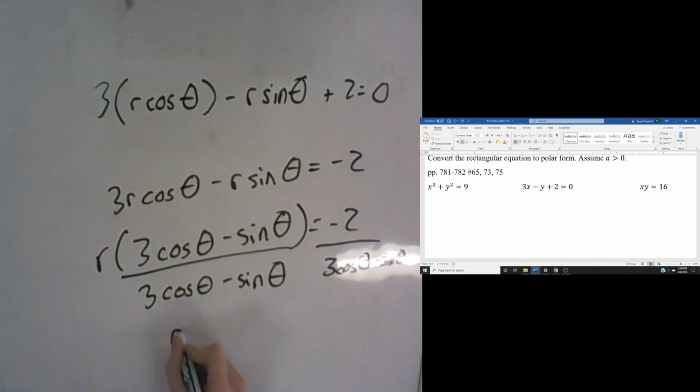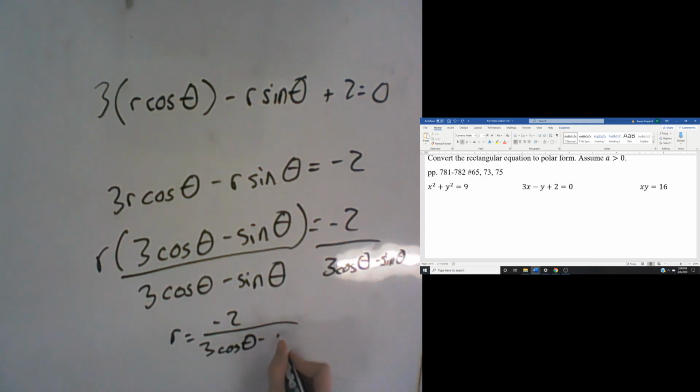So we get r equals negative 2 over 3 cosine theta minus sine theta. And that's it.